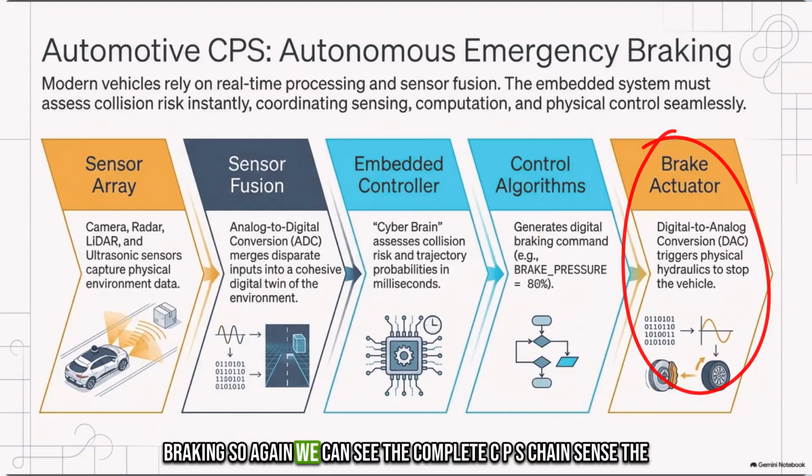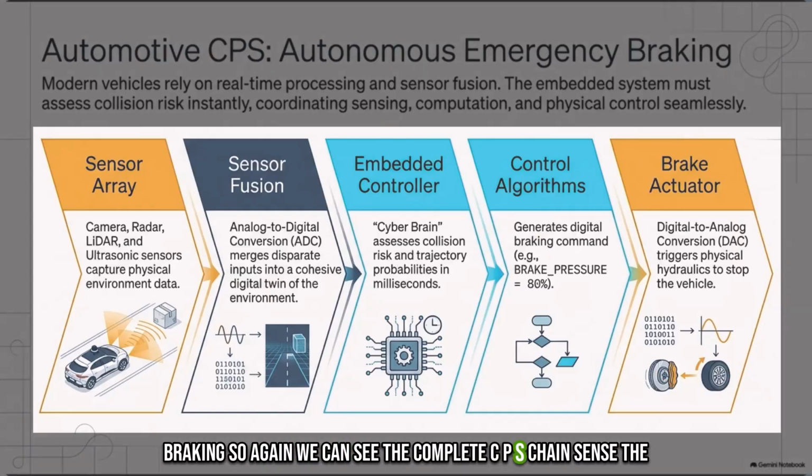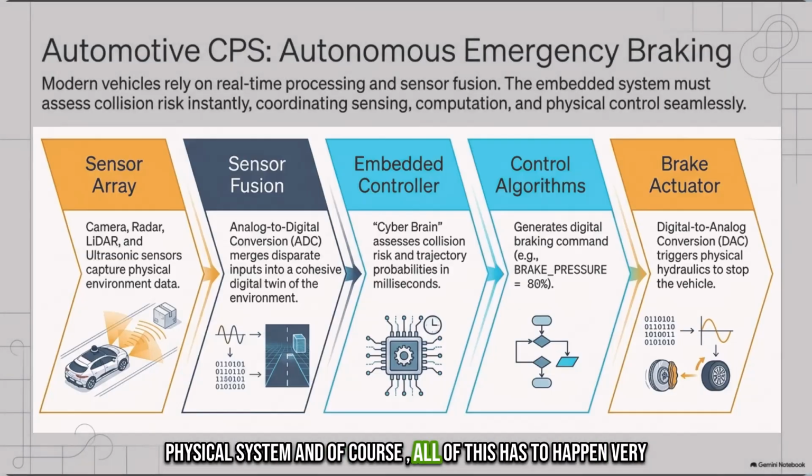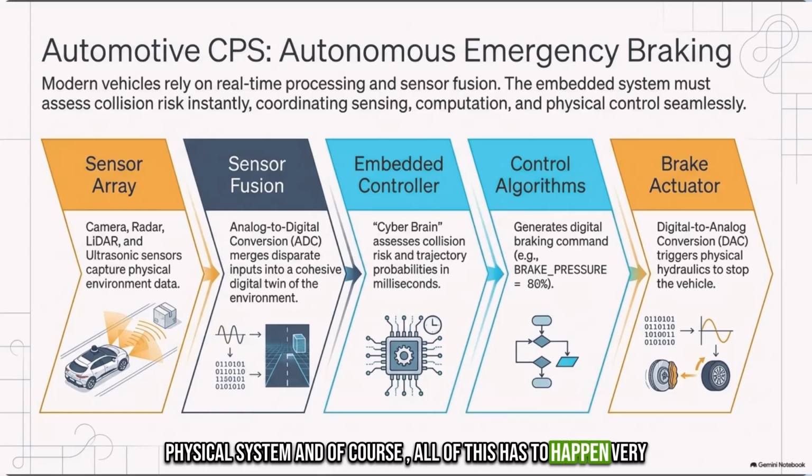So again, we can see the complete CPS chain: sense the environment, process the information, make decisions, control the physical system. And of course, all of this has to happen very quickly. If the braking decision takes several seconds, it doesn't matter how good the algorithm is.